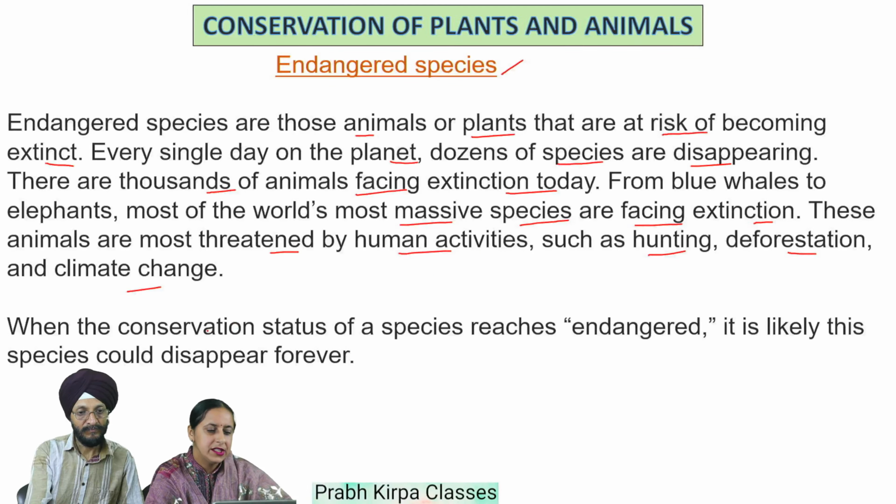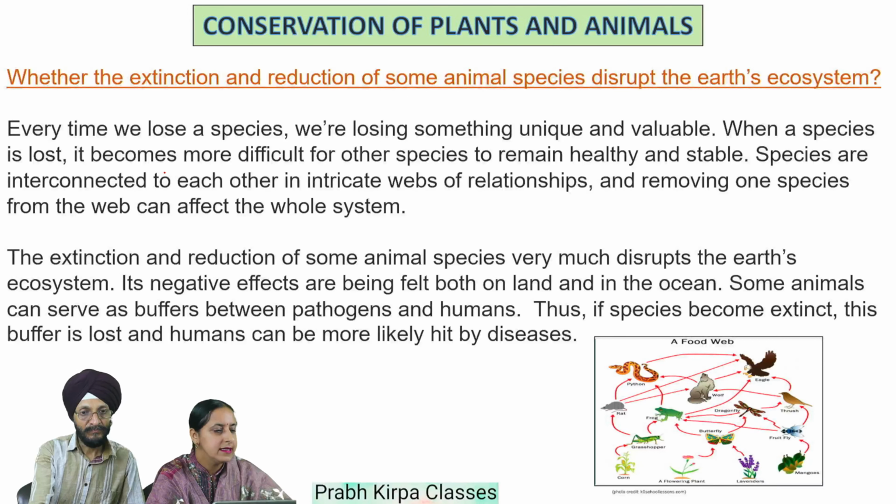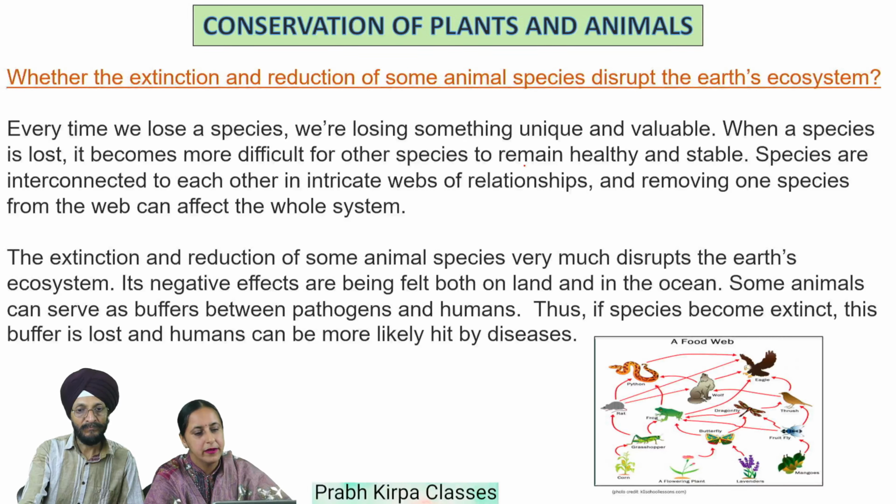When the conservation status of a species reaches endangered, it is likely this species could disappear forever. Whether the extinction and reduction of some animal species disrupt the Earth's ecosystem. Every time we lose a species, we are losing something unique and valuable. When a species is lost, it becomes more difficult for other species to remain healthy and stable.